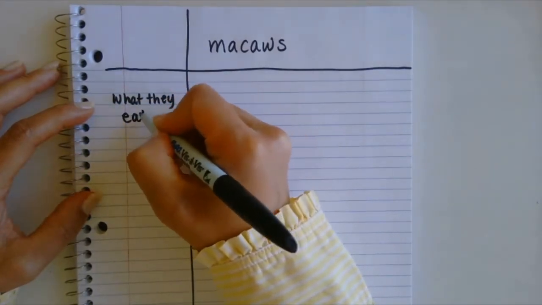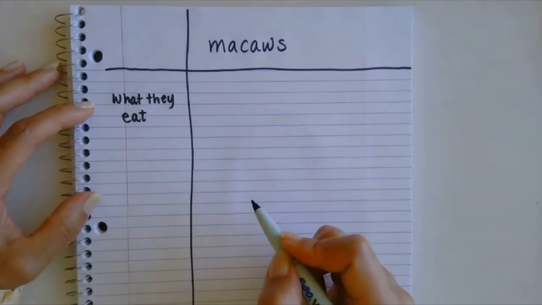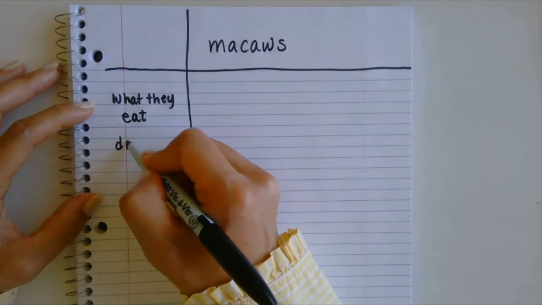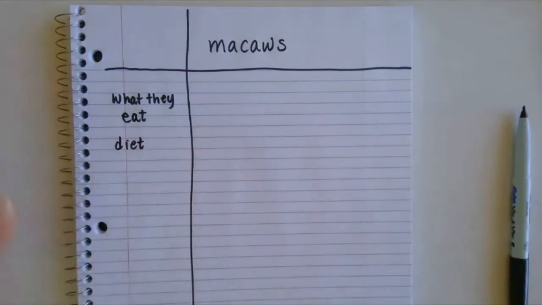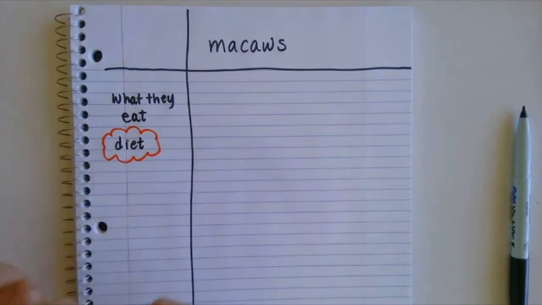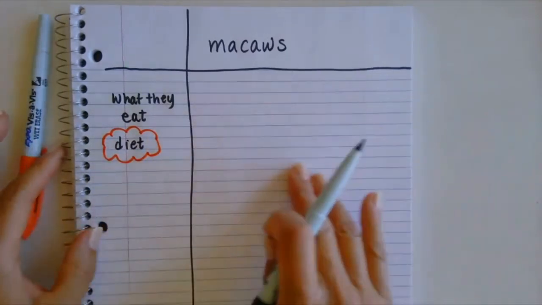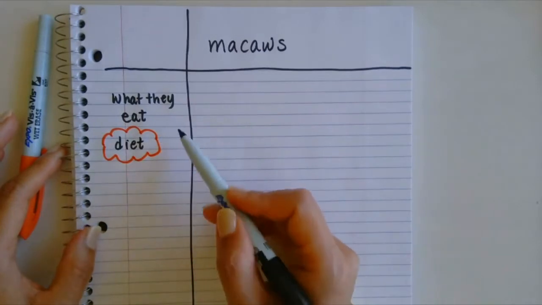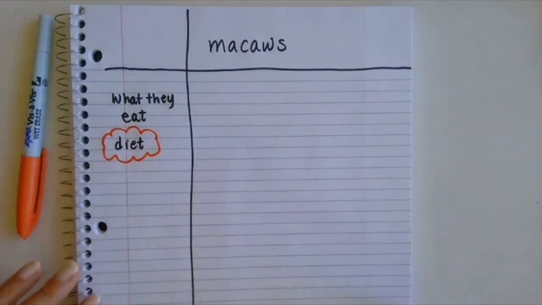In order to write about this topic, I need to gather information. Another word for what they eat would be something like a diet. So what is their diet? Off to this side is where I'm going to collect notes all about what they eat.